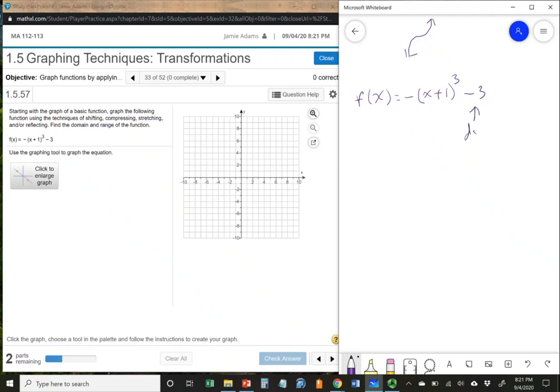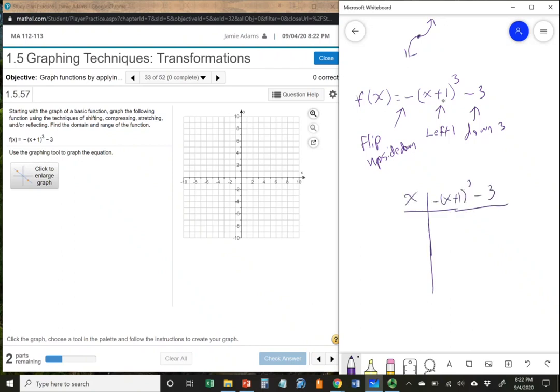So down 3. Plus 1 on the inside is backwards, so that's left 1. Then I have the negative here, which is actually a vertical reflection, or upside down. So it's flipped upside down. Now if I want to graph this, I'm going to use a t-chart to make sure I have everything I need.